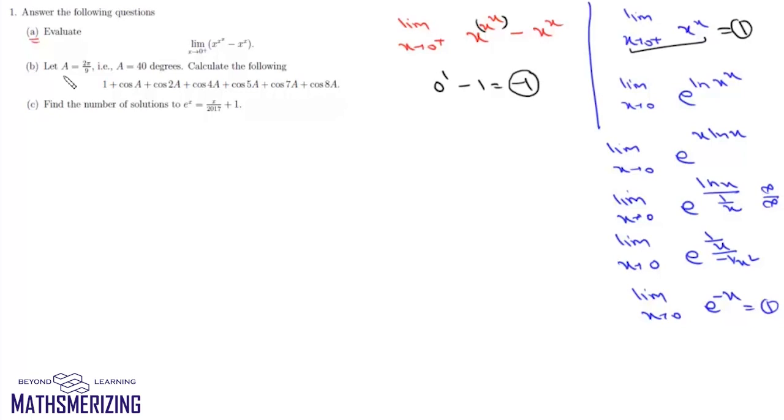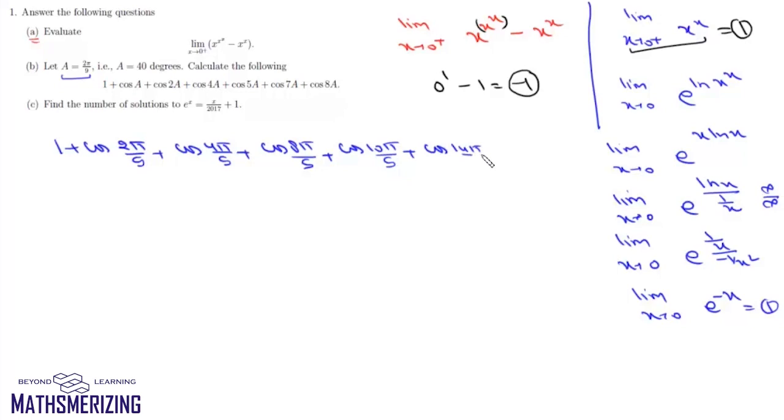Now for part B, we are given that this a is 2 pi by 9. So we can write this as 1 plus cos 2 pi by 9 plus cos 4 pi by 9 plus cos 8 pi by 9 plus cos 10 pi by 9 plus cos 14 pi by 9 plus cos 16 pi by 9. Now what we'll do is, we can also write this as 1 plus cos 2 pi by 9 plus cos 4 pi by 9 plus cos 8 pi by 9.